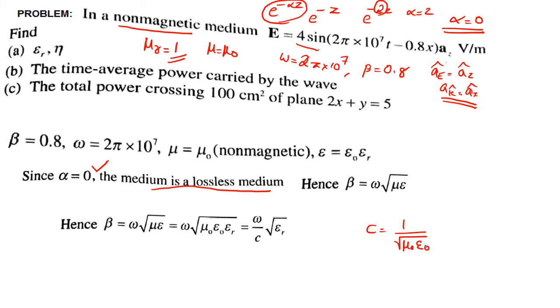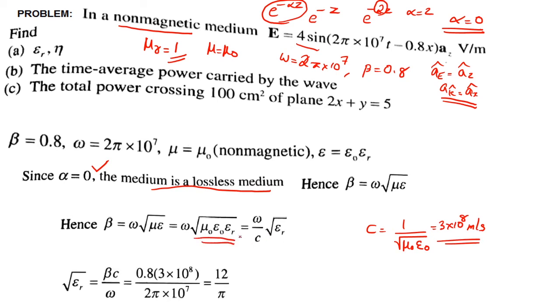1 divided by square root of mu naught epsilon naught is equal to 3 into 10 raised to 8 meters per second. This value has to be substituted here, and you can get the value for epsilon r. Okay, so the rest you have to calculate by yourself. I am explaining the steps. Hope this is clear. Next, what do you have to find out?